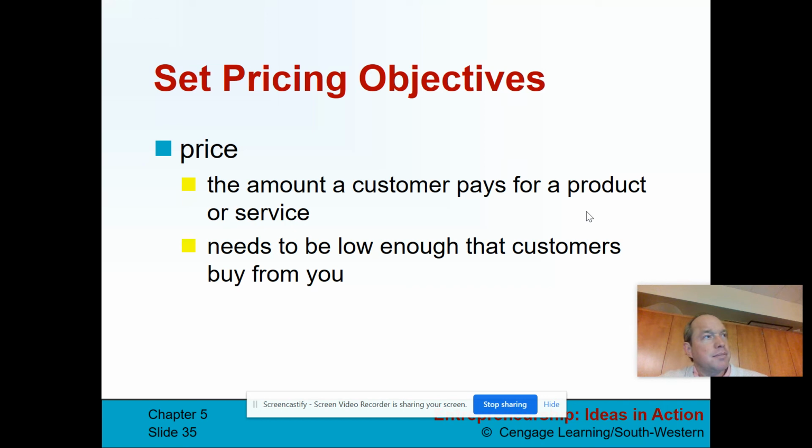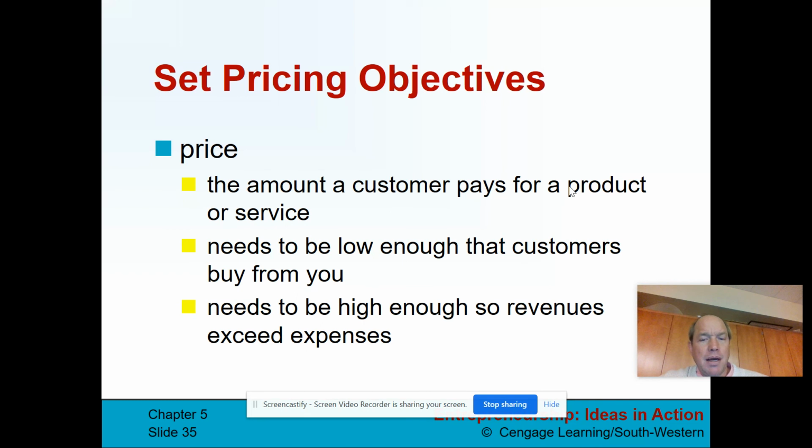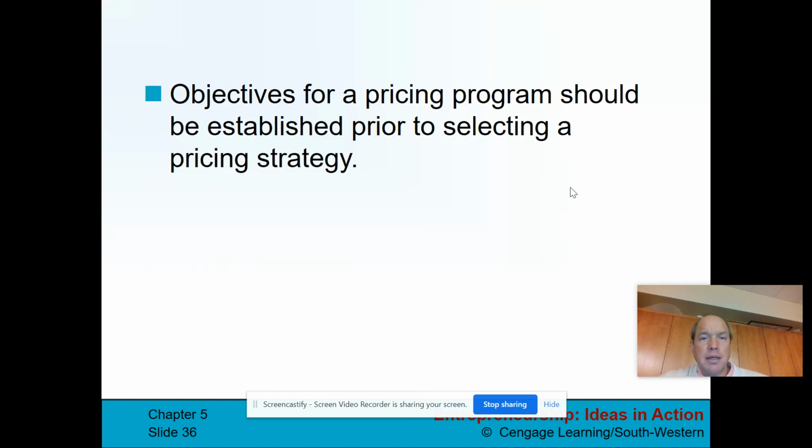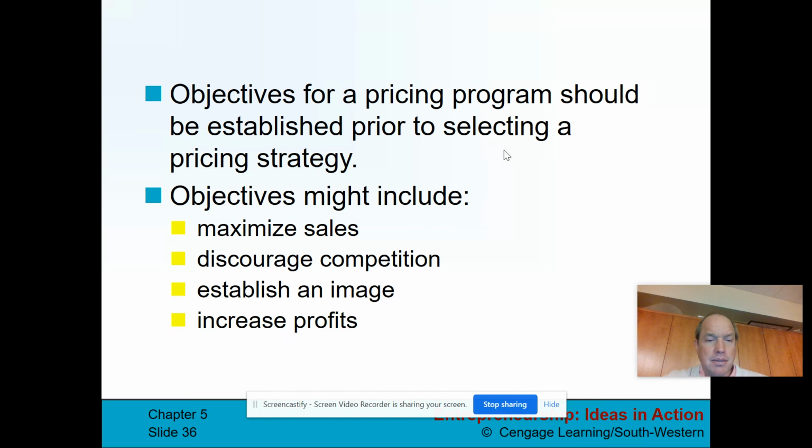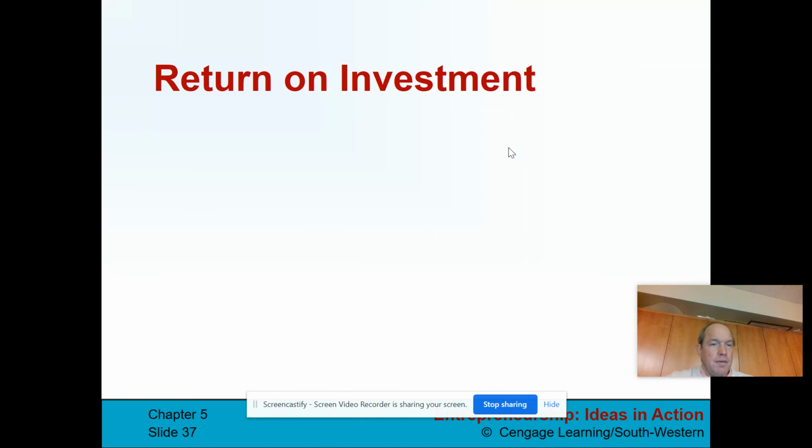But were those headphones necessarily better than all the rest? There was just a little bit of a brand synonymous with quality and with something that you wanted. So it needs to be high enough so that revenues exceed expectations. Objectives for a pricing program should be established prior to selecting a pricing strategy. Objectives might include maximizing sales, discouraging competition, establishing an image, increasing profits, and attracting customers. Your return on investment.